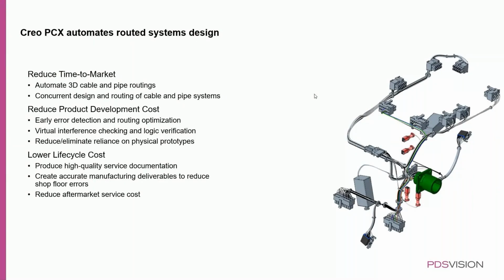So rather than doing your cable routing at the end of the process in a rather unplanned, unoptimal way, you build this into your core process. You make sure that those routings are defined and modeled in 3D. That leads to reduced time to market, lower development cost, higher product quality, all the good stuff.